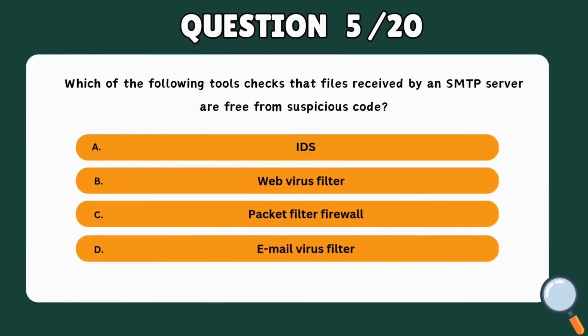Question 5. Which of the following tools checks that files received by an SMTP server are free from suspicious code? A. IDS. B. Web virus filter. C. Packet filter firewall. D. Email virus filter. Correct answer: D. Email virus filter.